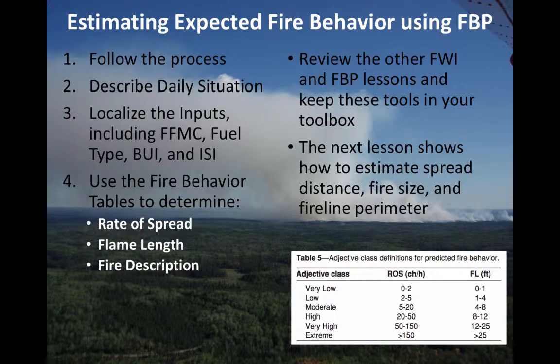Your orders include preparing an estimate of expected fire behavior. The FBP tools in your field guide can help you with that. Follow the process outlined in the Fire Behavior Assessment Worksheet. It calls for you to describe your daily situation, localize your inputs, including the FFMC, the BUI, the fuel type, and the initial spread index. And then use the fire behavior tables to guide your estimate of spread rates, flame lengths, and potential for extreme fire behavior.